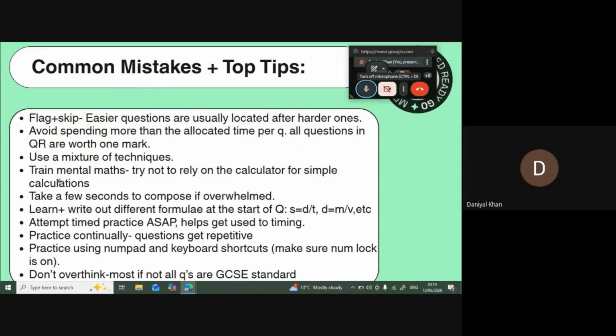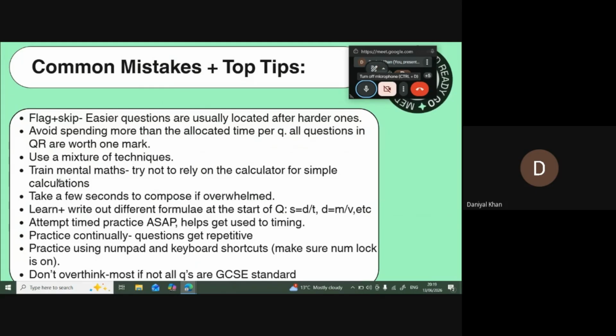Take a few seconds to compose yourself if you are overwhelmed. Taking those 5 extra seconds to compose, meaning you can answer like 5 extra questions, is way better than panicking and not taking a break, and you end up answering no questions at all because you freaked out.